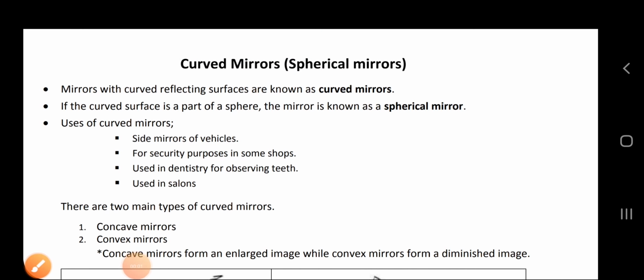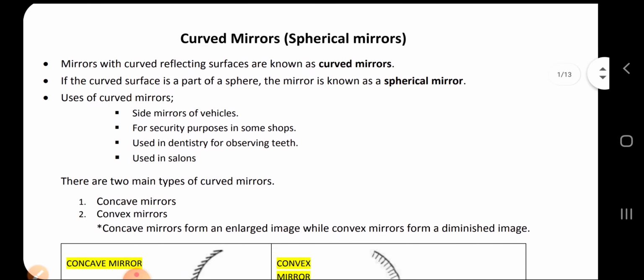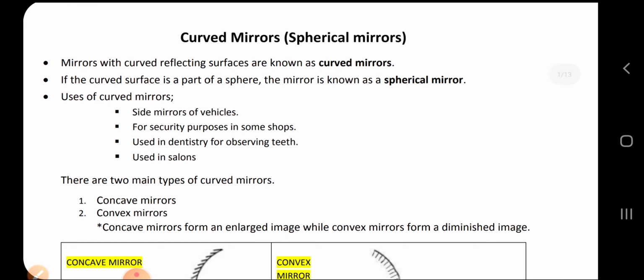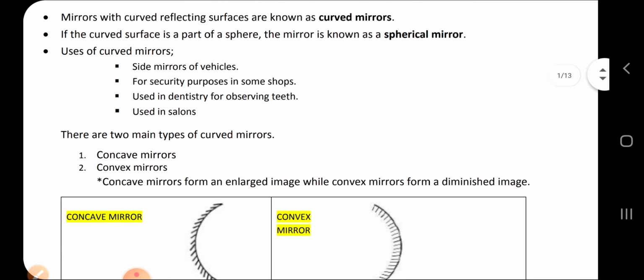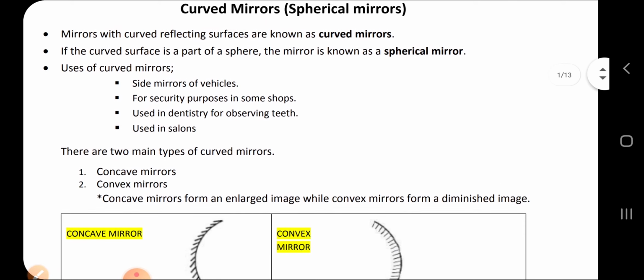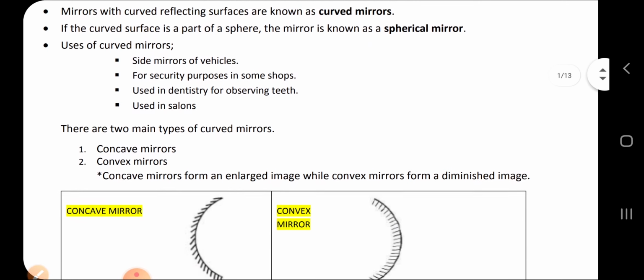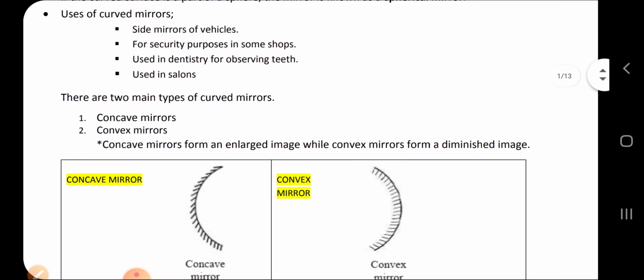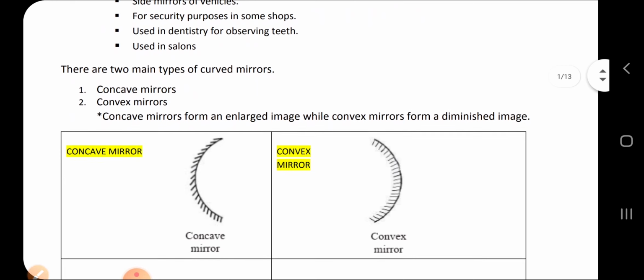Today's lesson is curved mirrors or spherical mirrors, right? If I ask you what is a mirror, you will answer mirror is a surface, or a reflecting surface, right? If I ask where can you see mirrors, you'll say, we can see mirrors in homes, in salons, in side mirrors of vehicles, and in various shops and all, right? So that's the basic knowledge.